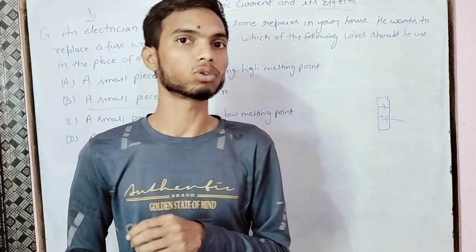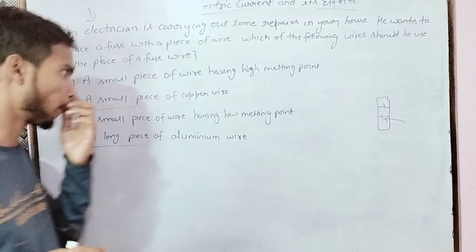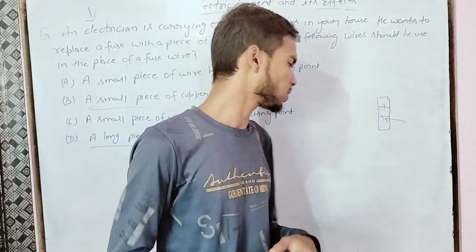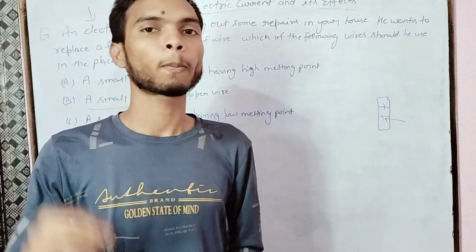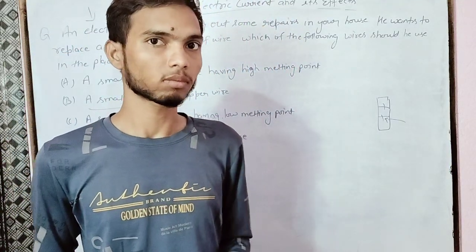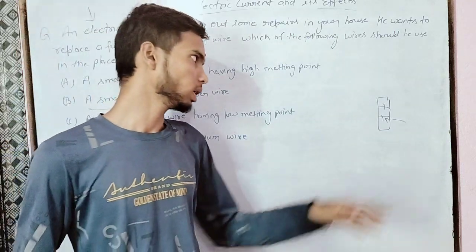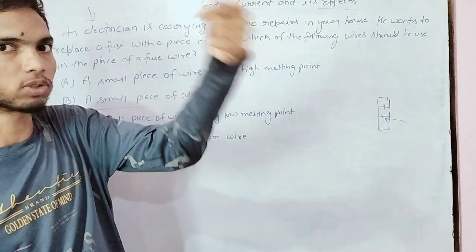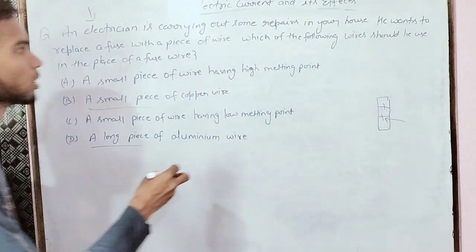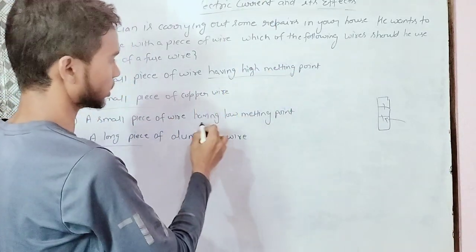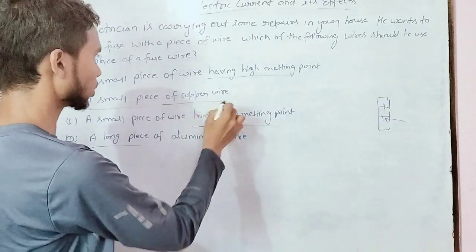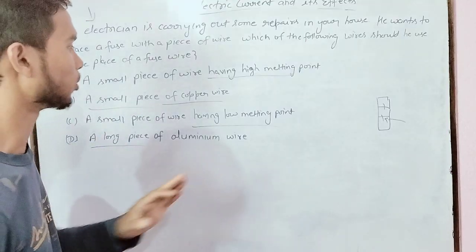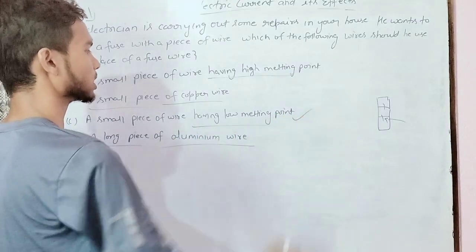Of course, especially fuse wire should have what? Low melting point in the case of an electric fuse. So when it comes to fuse wire, it should have low melting point instead of high melting point, instead of copper wire or aluminum wire. So this third is the correct answer.